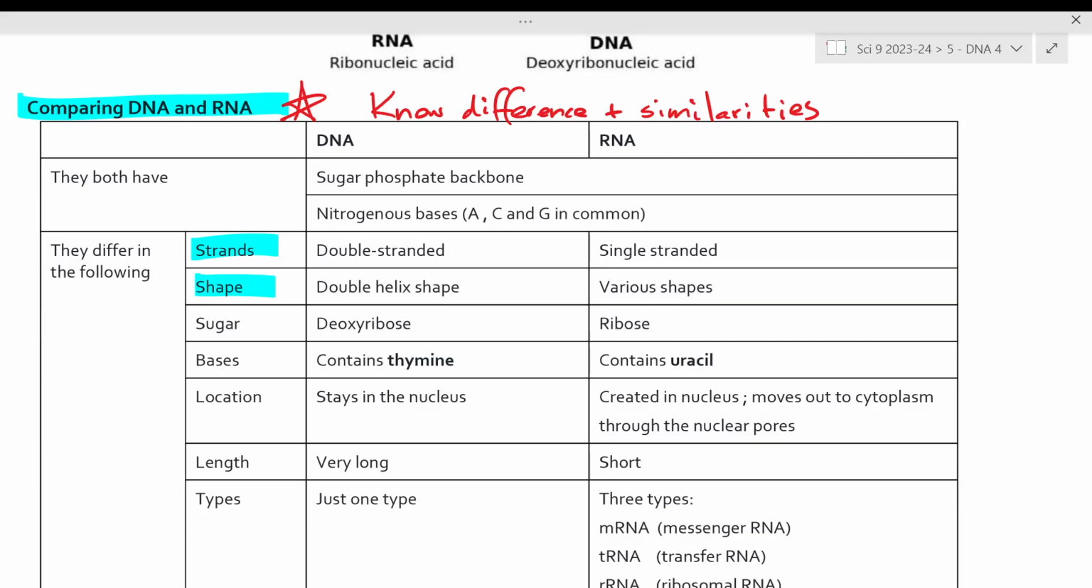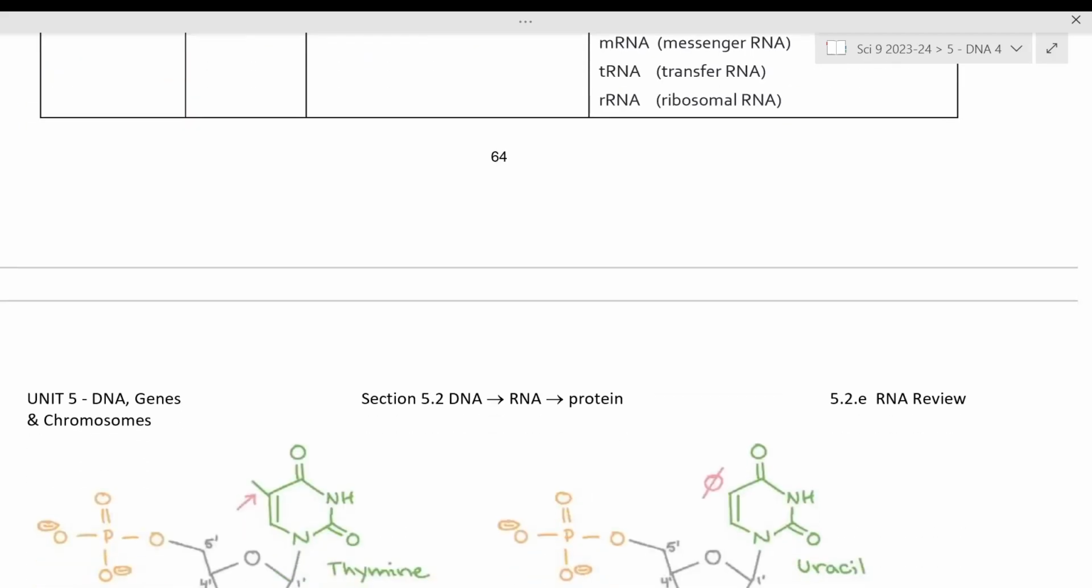Sugar, deoxyribose and ribose. Bases, thymine, uracil. Location, DNA always in the nucleus, RNA, nucleus and cytoplasm. DNA is very long, RNA is short. There's only one type of DNA, but there are 3 types of RNA. And this page, you don't need this page at all.